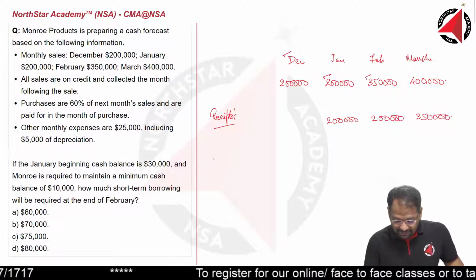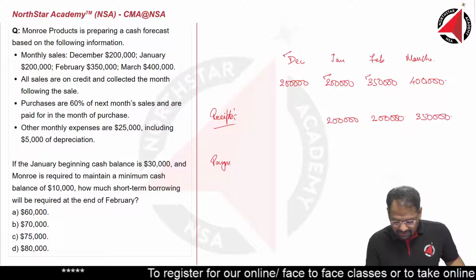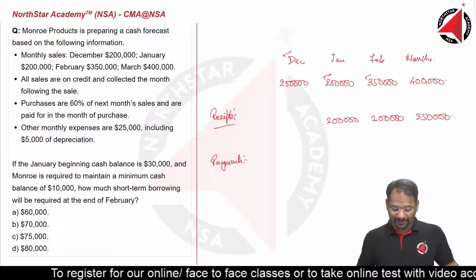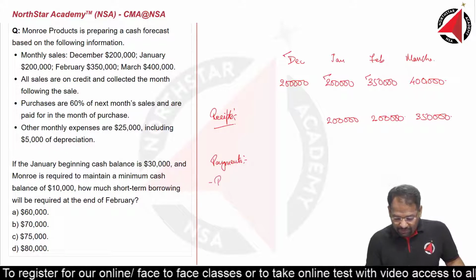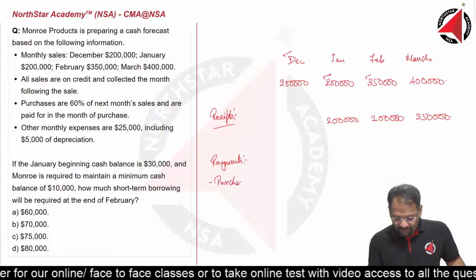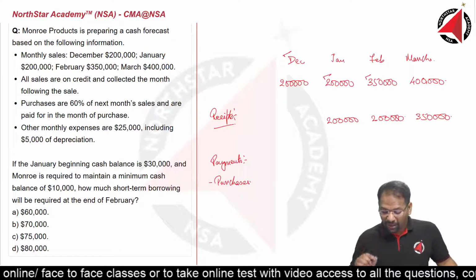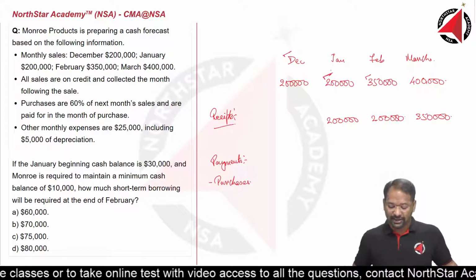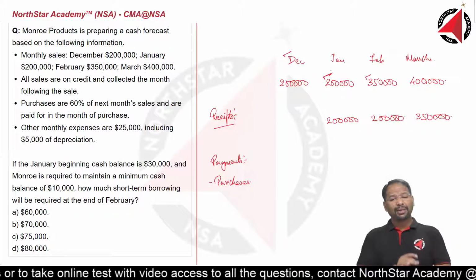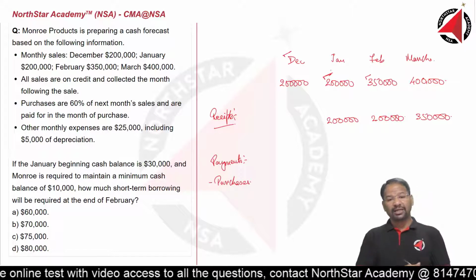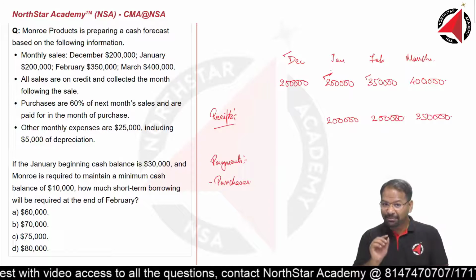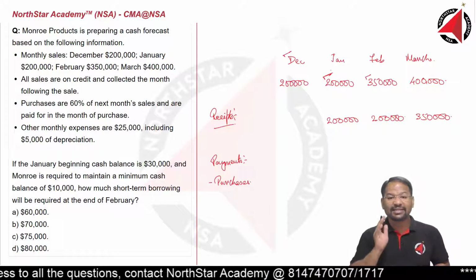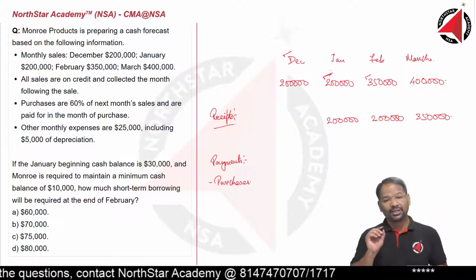What are the payments? So payments, there are two payments. First is for purchases and second is for other monthly expenses. So payments towards purchases. First we need to find out purchases. Whatever we have sold in the month of January, 60% of that shall be purchased in the month of December. And when will the payment be done? Payment will also be done in the month of December only. So payment and purchases are in the same month. This makes our calculation very easy.